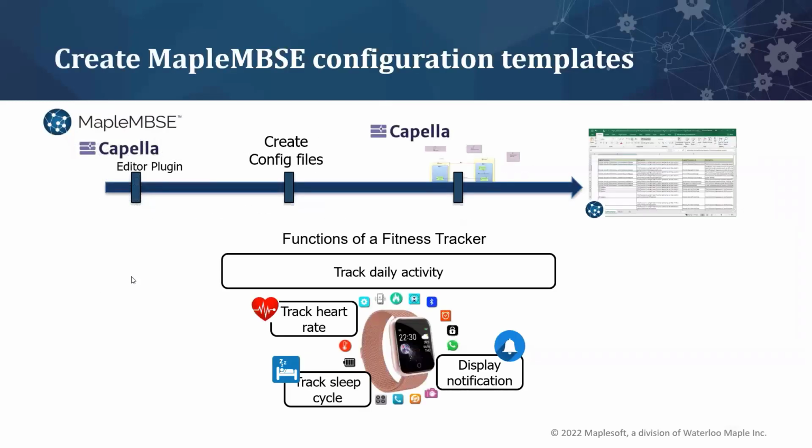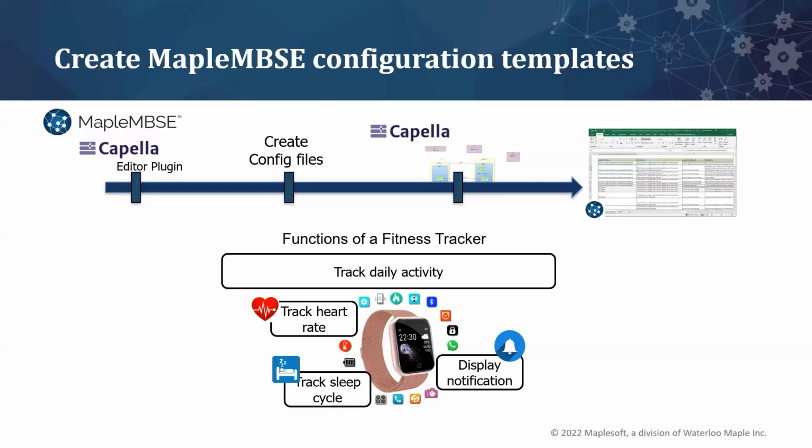So I have given you a brief of what the configuration file is, how the query works, how to create the queries, and so on. What we will do now is use the MapleMBSE editor plugin, which I have already installed in Capella. We will create a new file that queries logical functions, let's say up to level 3, so 3 levels of subfunctions. We will launch the config file, connect to a model that I have created in Capella, and see how the information is displayed in the template.